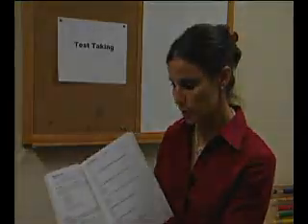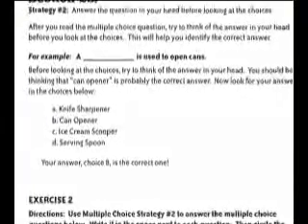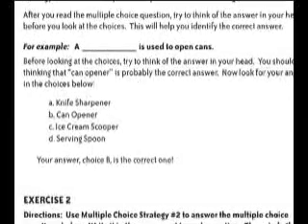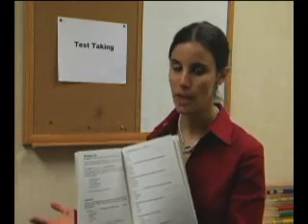Section 2B goes into our second multiple choice strategy, which tells us to answer the question in our heads before looking at the choices. For example, a blank is used to open cans. Well, before even looking at the choices, we should think in our minds that the answer is probably can opener. Then when we find that answer, we'll know that that's the true one, most likely.